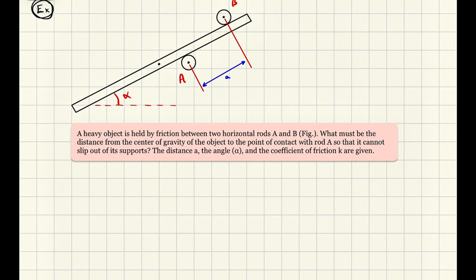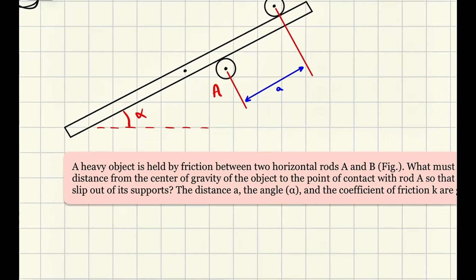Good day, friends. Right now, let's try to solve this problem. A heavy object is held by friction between two horizontal rods A and B. What must be the distance from the center of gravity of the object to the point of contact with rod A so that it cannot slip out of its support? The distance a, the angle alpha, and the coefficient of friction k are given.